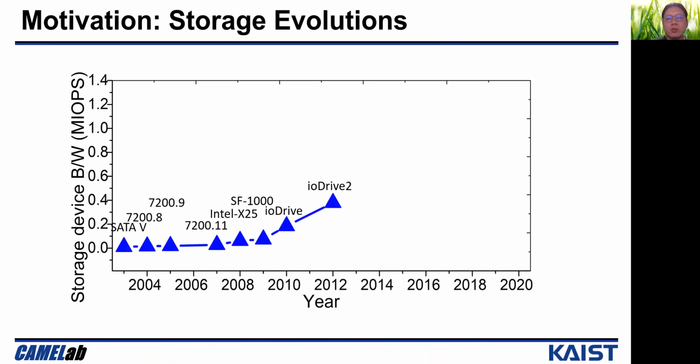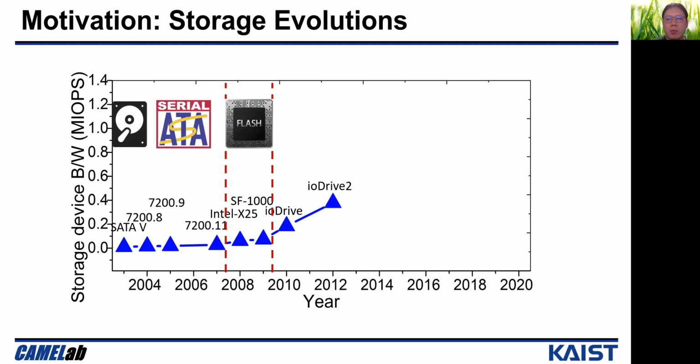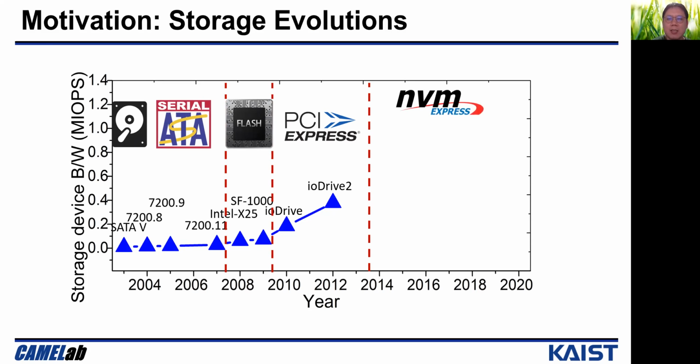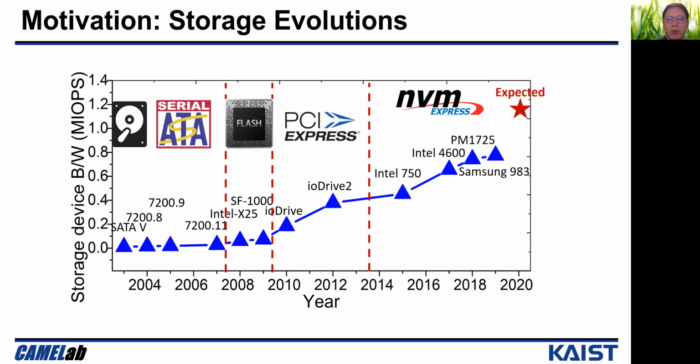The performance improvement of storage devices is driven by multiple key technologies. For example, the hard disk has been replaced by NAND flash. The SATA interface has been replaced by the PCIe interface. The latest trend is adopting the NVMe protocol. It allocates many resources for parallel access. We expect the performance of NVMe SSD can exceed 1 million IOPS. However, the real performance of the existing NVMe SSD is still far away from our expectation.